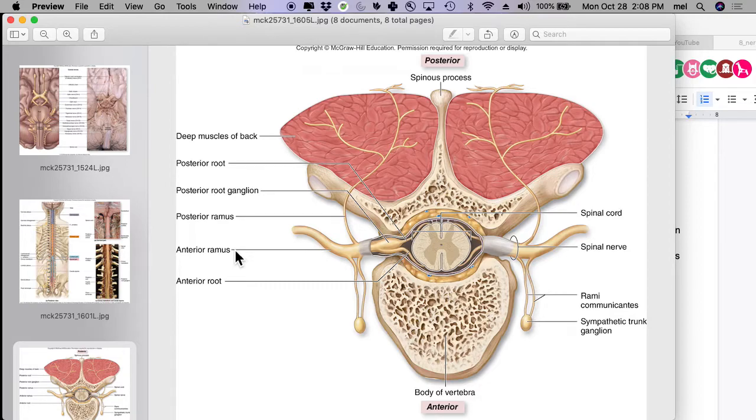So I'm going to reinforce. Rami are not about functionality. They're about location. But roots are exclusively sensory or motor, so they're about functionality. Does that make sense? Kind of got the picture of that?